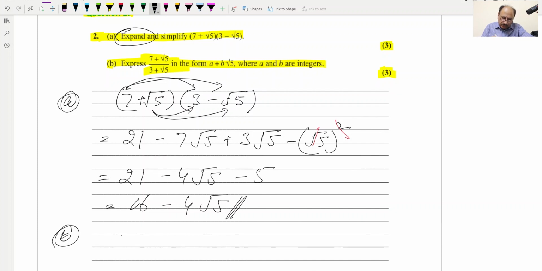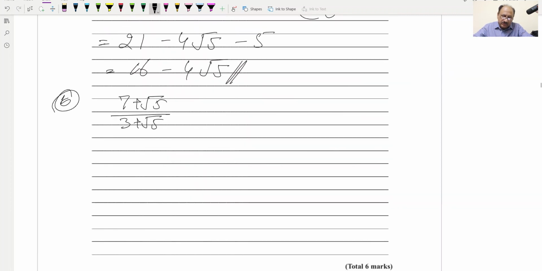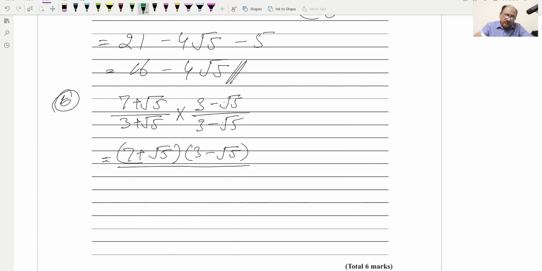so B part we can write (7 plus under root 5) over (3 plus under root 5), and now we can rationalize. To rationalize, we will be writing here 3 minus under root 5, changing the sign, and the same on the other side. In the numerator I will write 7 plus under root 5 into 3 minus under root 5 as it is, and in the denominator we can apply the formula, which is a plus b into a minus b is equal to a square minus b square. This is the formula which I am applying, and I'm writing it as 3 squared minus under root 5 squared.